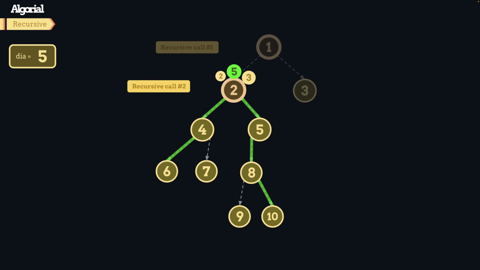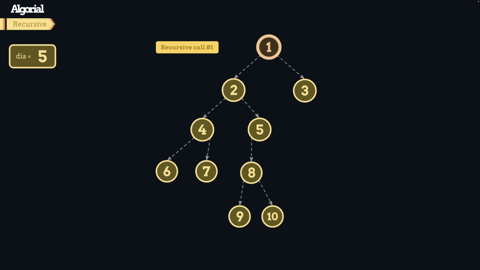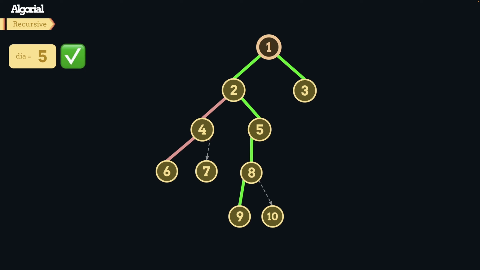Now, as a matter of fact, we have already found our longest diameter, because if we go up one more level, we will compare that 5 with either this diameter, which is 4, or this one, which is also 5. So there will be no update to the diameter value, and that is the solution for this problem.